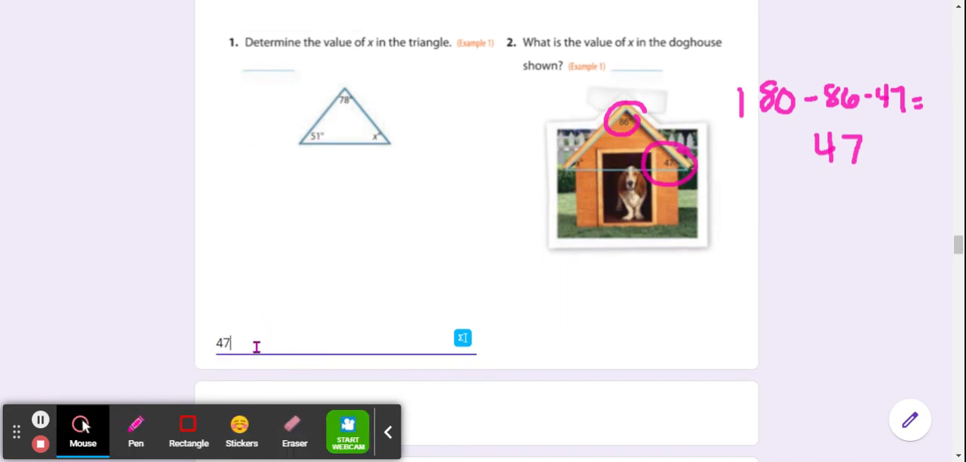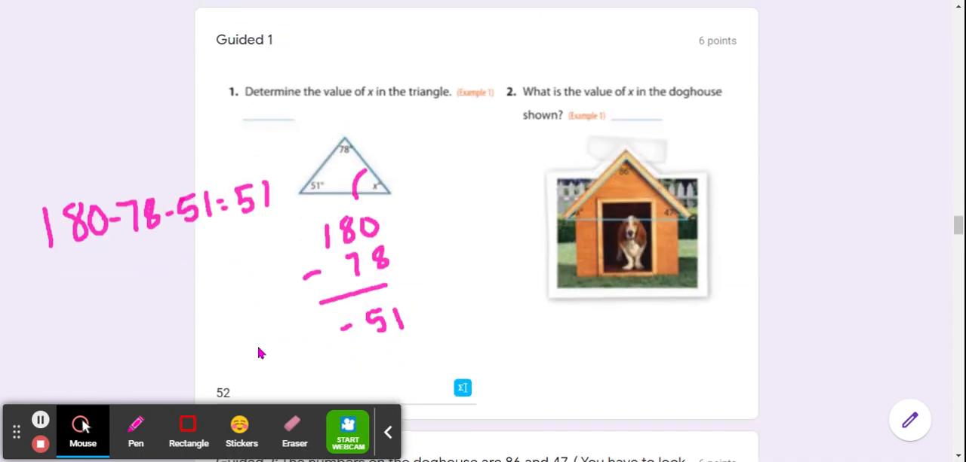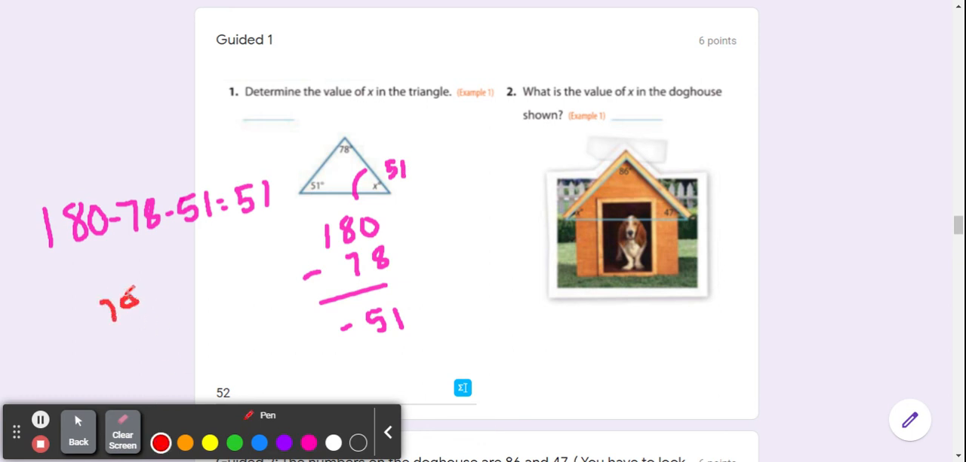And it doesn't always work like that, it's going to be the same. And actually, I'm going to go back and check number 1. And the way I'm going to check it is I'm going to add my 2 angles, or all 3 of my angles. So I said that this one was 51 here, right here. So I can add these up. 78 plus 51 plus 51. And I'm going to see, do I get 180?